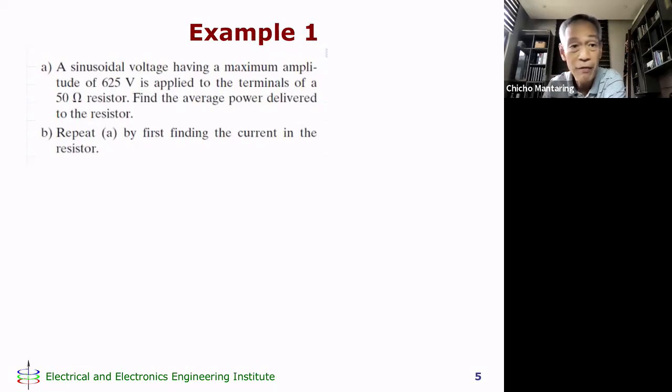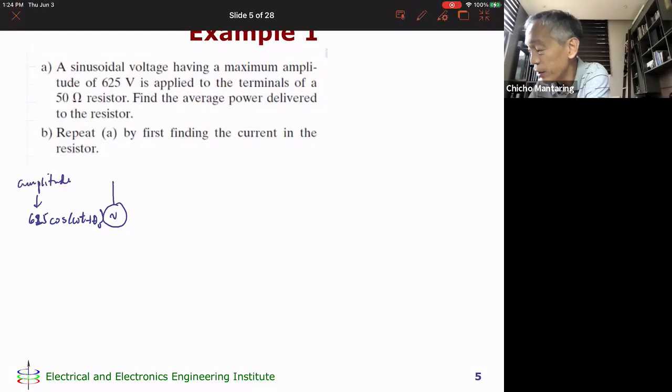So ano yung scenario natin rito, no? I have a voltage source. The amplitude of my voltage source is 625 volts. So my voltage source is of the form 625 cosine omega t plus, let's say, voltage angle theta of V. So this is my amplitude. Let me make that a little cleaner.